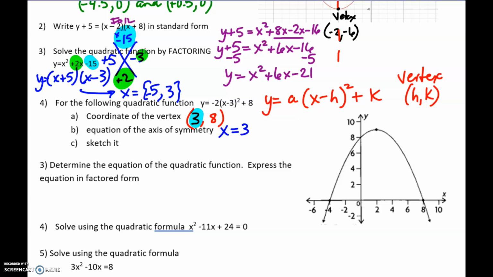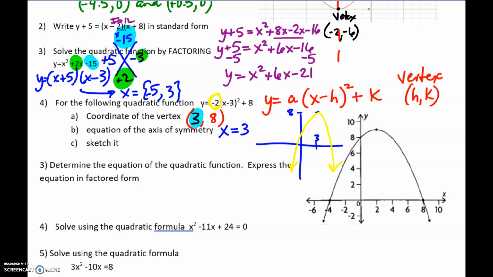And a sketch of this graph. Okay, well, let's see. Here's x equaling 3. It is concave. Remember how to find this? Here, this is negative, so it's concave down. And our coordinates of our vertex is 3 comma 8. There's the 8 on the y. And so a rough sketch of it would be like this.